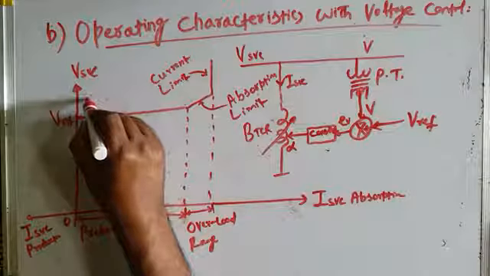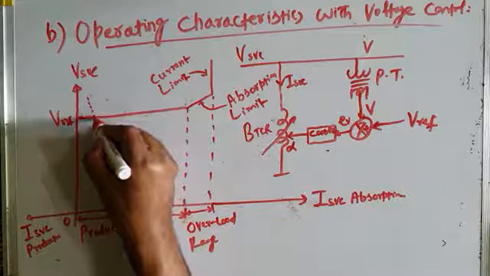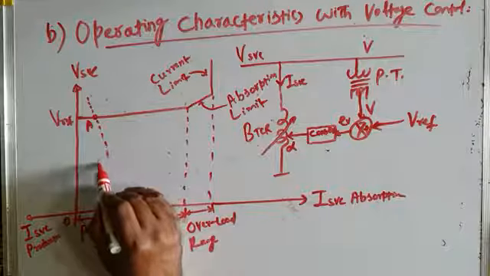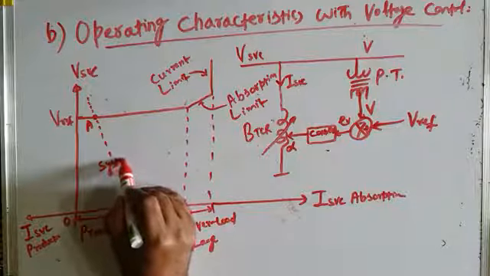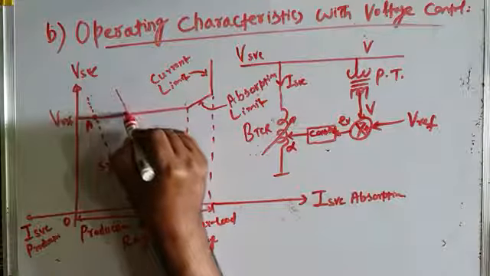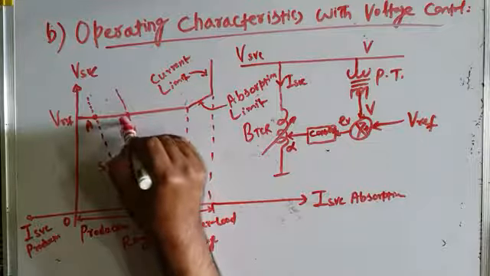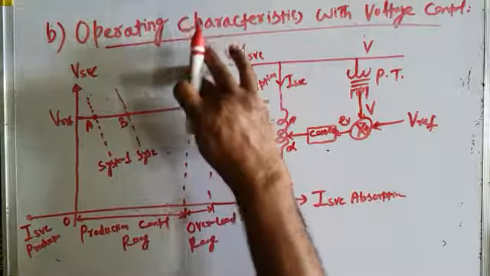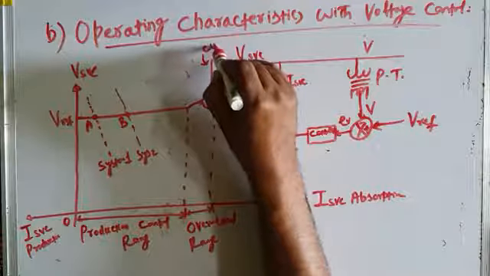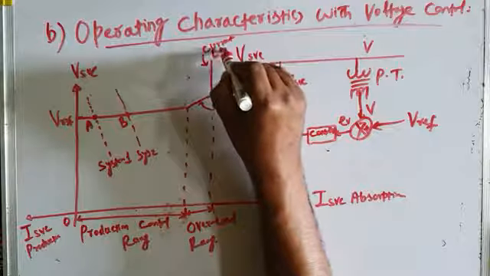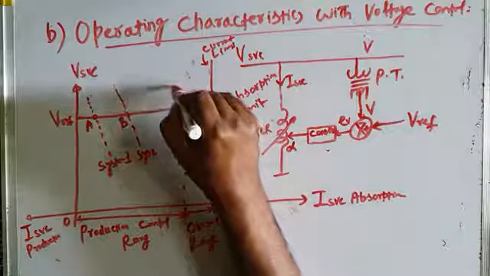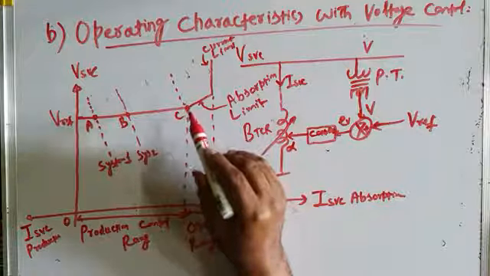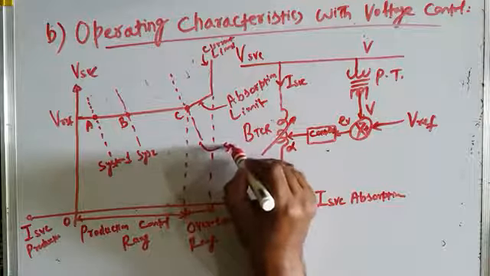Let me first of all complete the characteristics. I will draw the graph first, then I will explain it. This is called system 1. This is point B. This is system 2, and this is the current limit. Point C, and this is system 3.